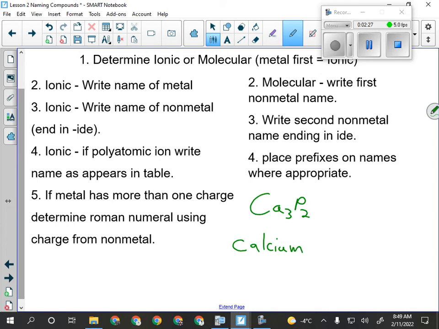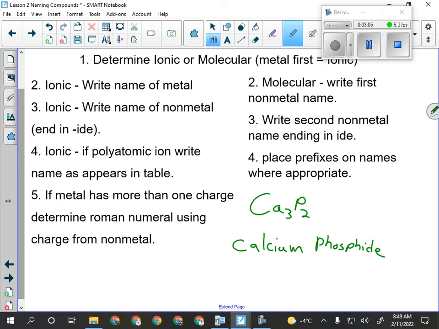This one is phosphorus, so it's phosphide. If there's a polyatomic ion, write its name as it appears in the table. Are there any polyatomic ions in this one? There aren't. If the metal has more than one charge, determine the Roman numeral. Does this one need a Roman numeral? No. Calcium is always a 2+. It only has one possible charge. Okay, I'm done. That's all there is. That's the easiest an ionic compound can be, not having any of those other rules to worry about, but that's how we would do that one.